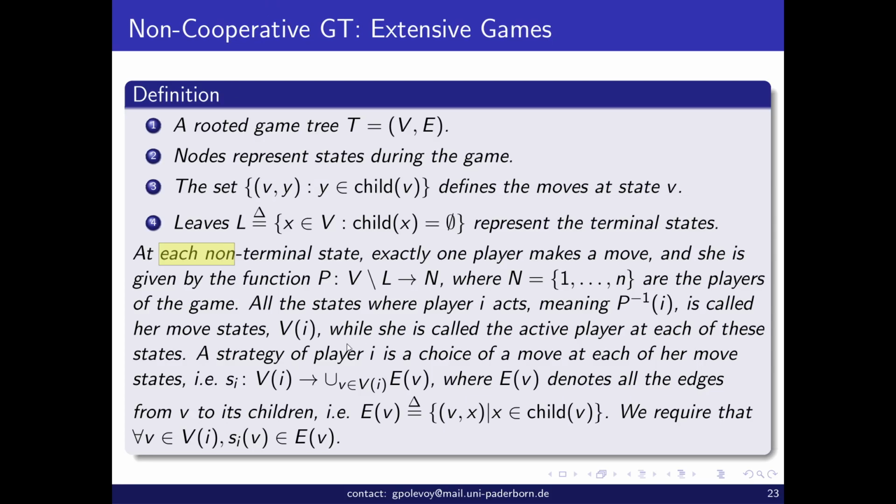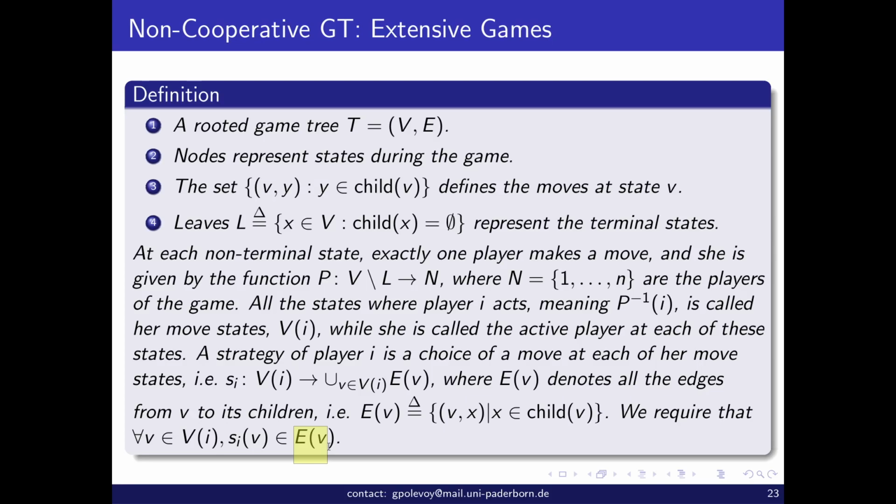Now a strategy of player I tells actually how to act at all those states. So it's a choice of a move at each of her move states. S_I, a strategy of player I, is a function from V_I, from her move states, to the set of all possible moves. That's simply a complicated notation because E_V denotes all the edges from V to its children, so V to X when X is a child of V. Here we just unite all the E_V of all those V's because every V has its own E_V. So we are going over all the states where I moves and unite their edges. And of course we require that at the given state, the strategy chooses an edge in the set of possible moves of this state.